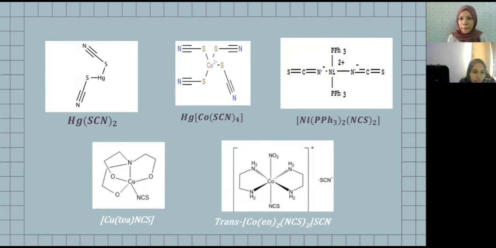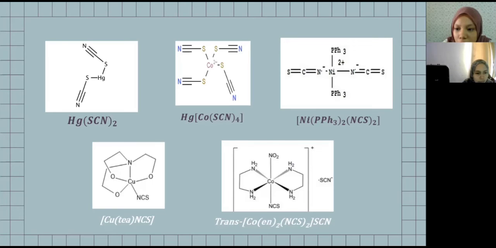Okay, for the experiment, there are 5 compounds. First of all is mercury thiocyanate. The mercury will bind to the sulfur, so it will produce a thiocyanate kappa S mercury complex. Next, the mercury cobalt tetrathiocyanate. In this complex, the cobalt metal is connected to the sulfur part of the ligand, so it is kappa S.